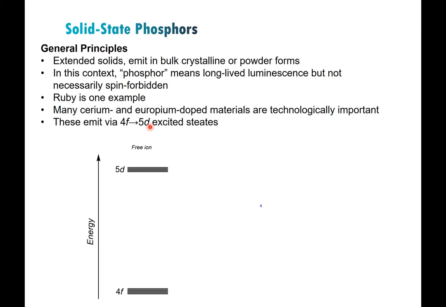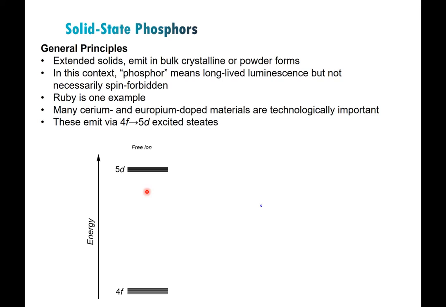So here's how it works. If you have a free lanthanide ion, you would have your 4f orbitals, which would be partially filled, and empty 5d orbitals, particularly when you're in the +2 or +3 oxidation state, which most of these are. And in the free ion, you have a pretty large separation between the 4f and 5d orbitals, or at least large enough that you're not expecting the 5d orbitals to be populated.